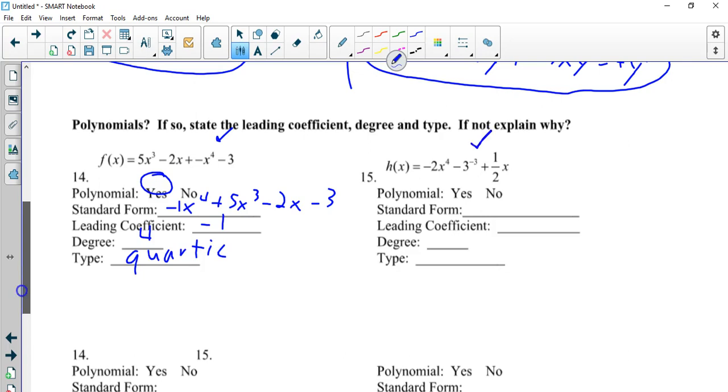Now, a lot of people want to say that this is no because of that negative 3. That's okay. 3 to the negative 3 is just 1 over 27. It's variables that cannot have a negative exponent. So this is a yes. So it's negative 2x to the 4th, plus 1/2 x, which is the 1, and then minus 1 over 27. Lead coefficient is negative 2, my degree is 4, and I have quartic again.